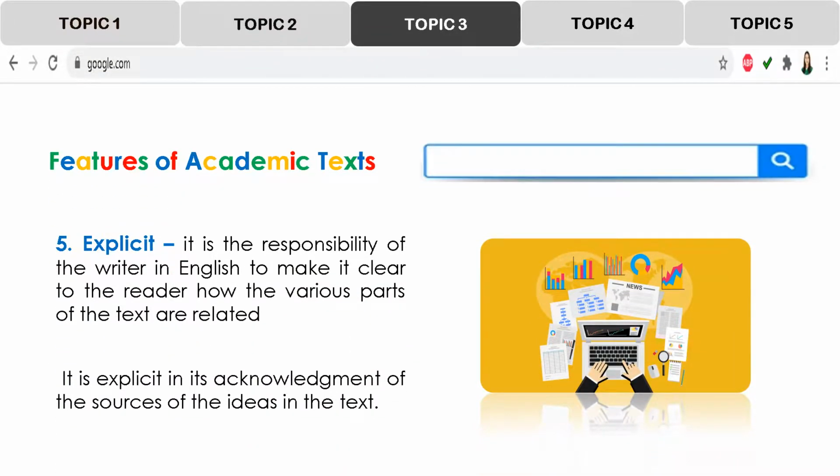The next language feature is explicit. Explicit refers to the responsibility of the writer in English to make it clear to the reader how the various parts of the text are related. It is explicit in its acknowledgement of the sources of the ideas in the text. Therefore, if you know the source of the ideas you are presenting, acknowledge it.